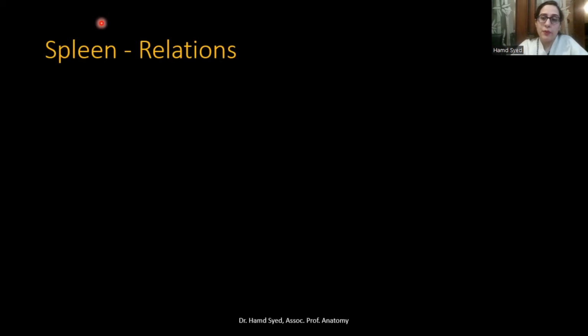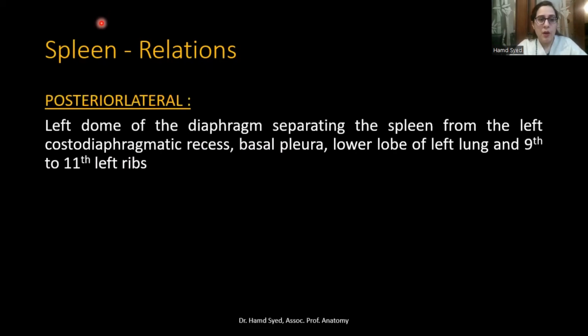Let's summarize the relations of the spleen. So posterolaterally, we have the left dome of the diaphragm separating the spleen from the left costodiaphragmatic recess, basal pleura, the lower lobe of the left lung, and 9th to 11th left ribs.